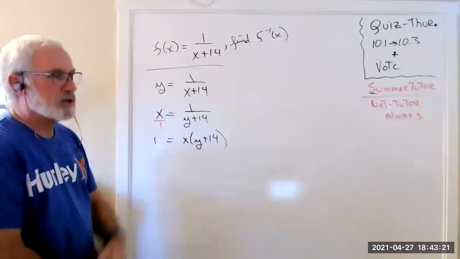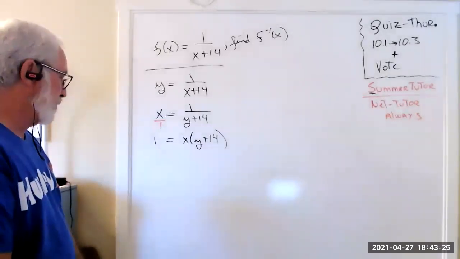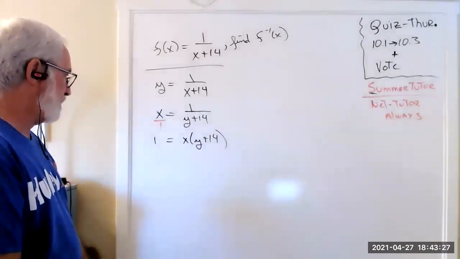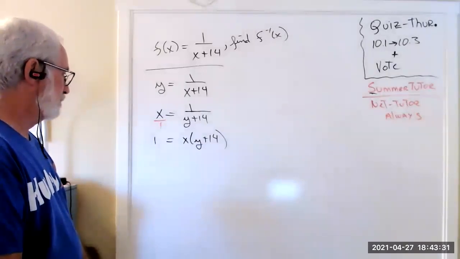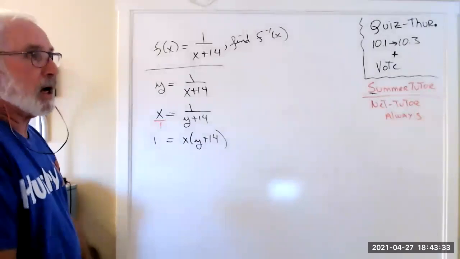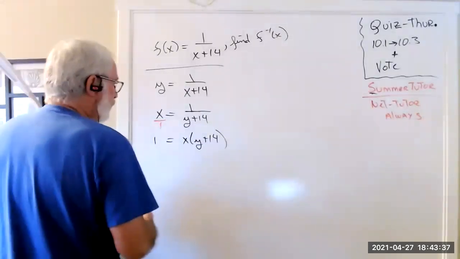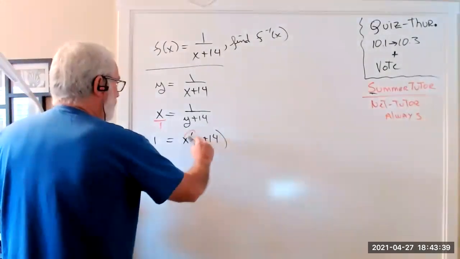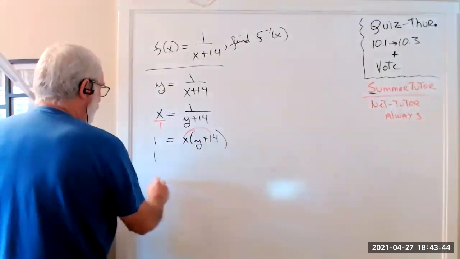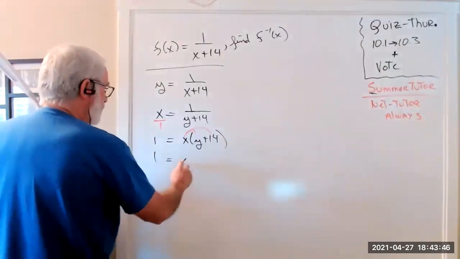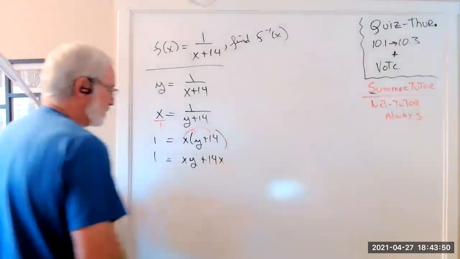I can see two ways of solving this, and I don't know which way I want to go with this, Carmen. Both ways. No, I don't know. Okay, I'll go both ways and see. So the first most common one is to distribute the x in here. So we have 1 equals xy plus 14x.